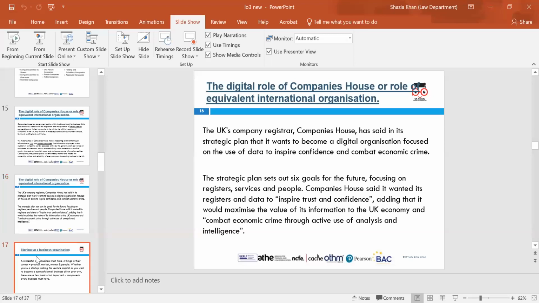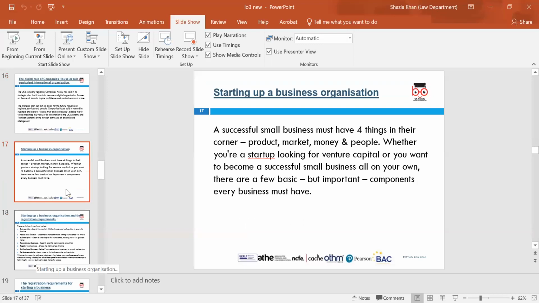So if you're starting up a business organization, a successful small business must have 4 things in their corner: the product, market, the money, and people. Whether you're a startup looking for venture capital or you just want to become a successful small business on your own, there are a few basic but important components every business must have.